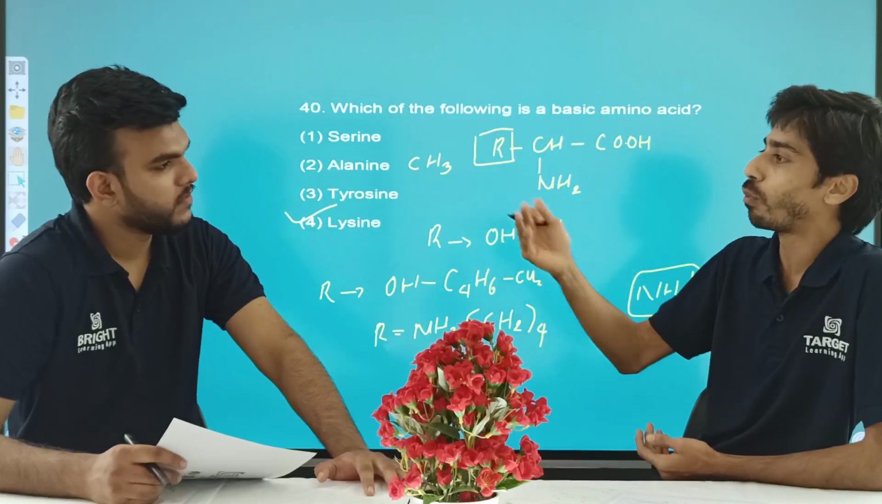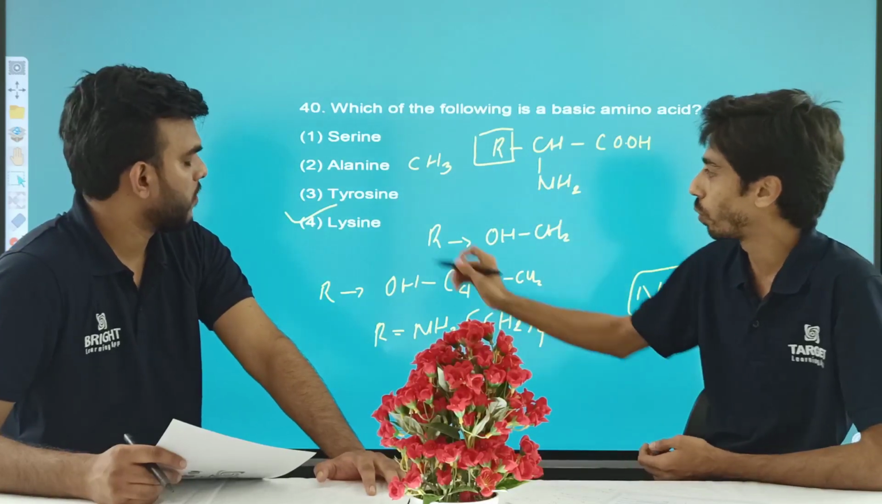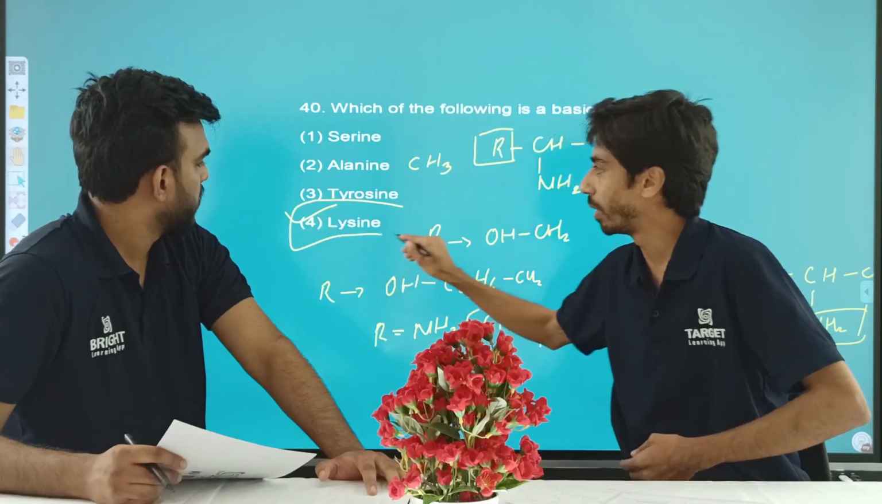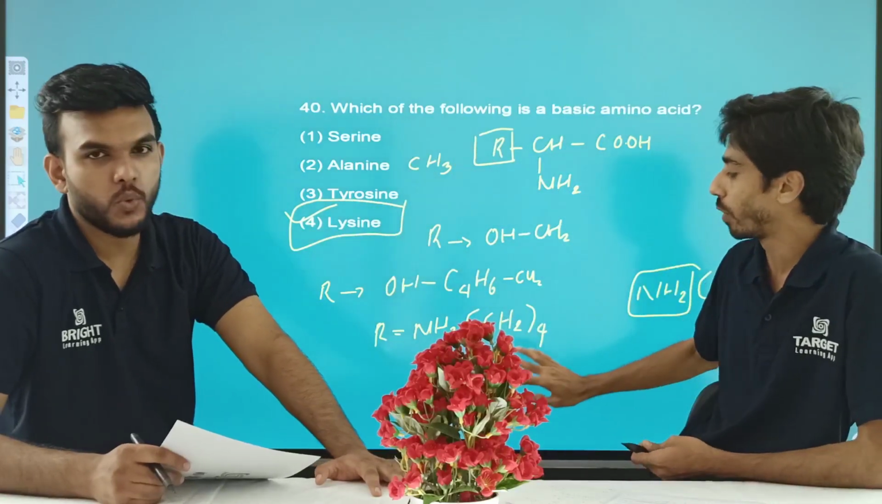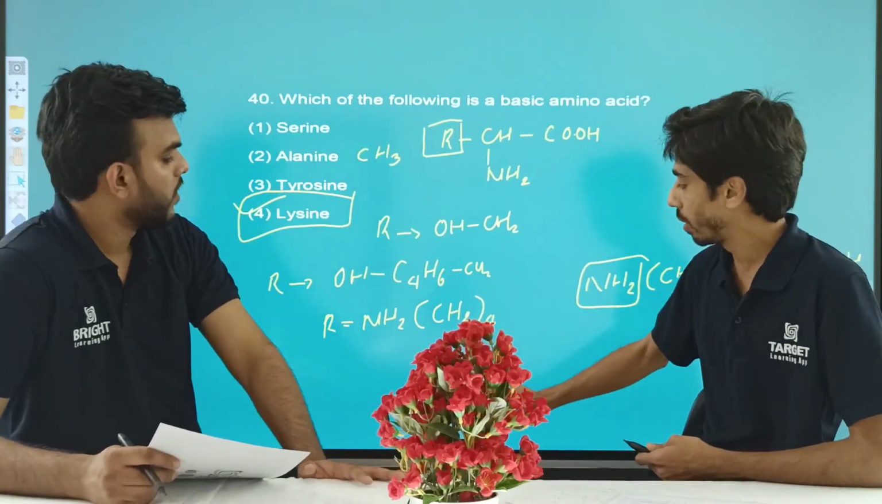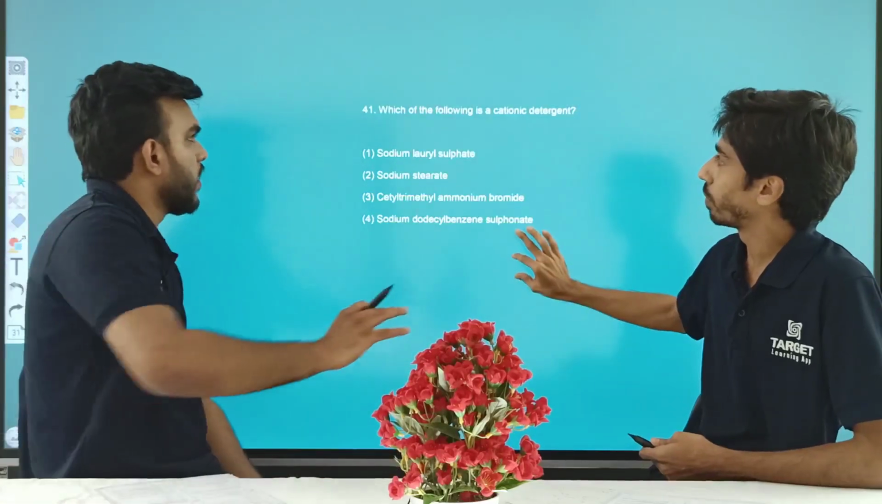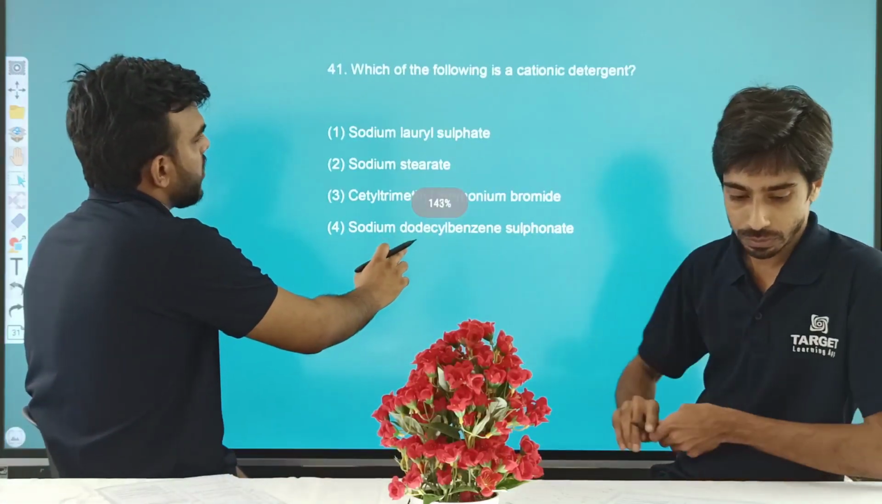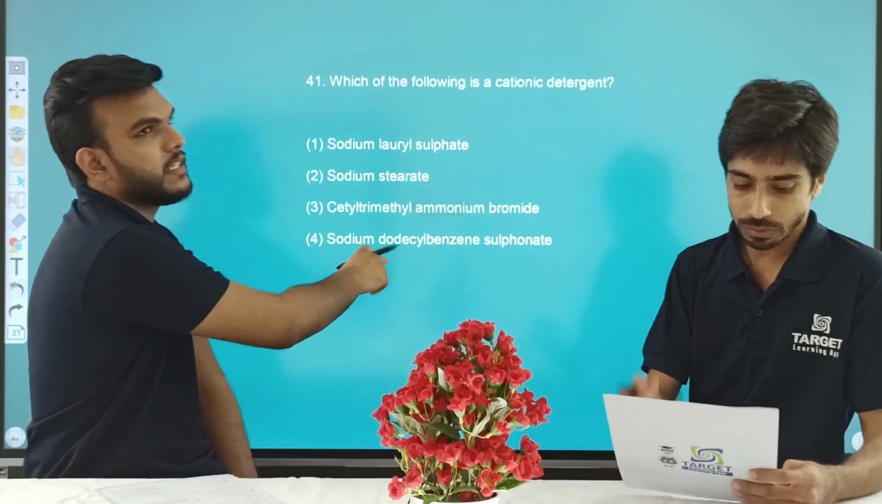So this is the answer: lysine, because we have more number of NH2 groups. So option D, the fourth one, will be the right answer. Okay, fine. So we can go through the next question. Next one. Which of the following is a cationic detergent?